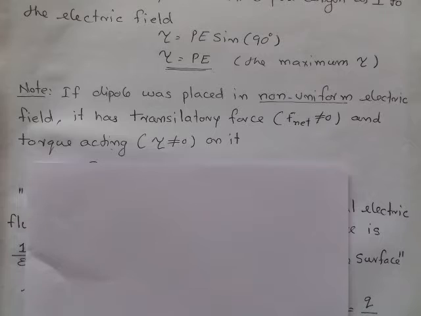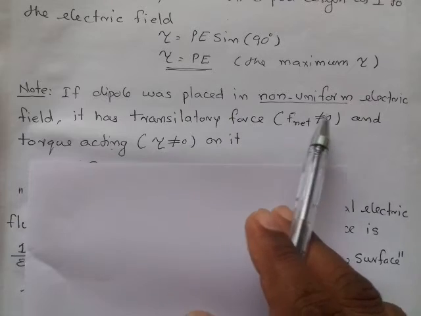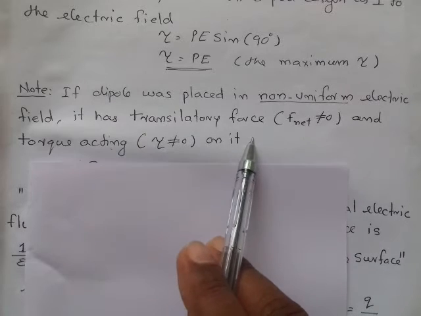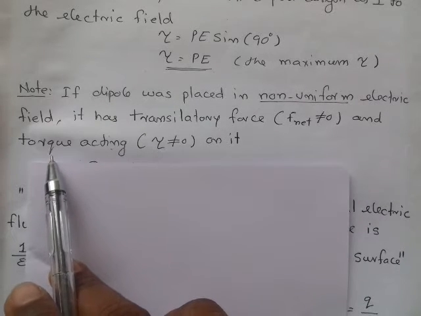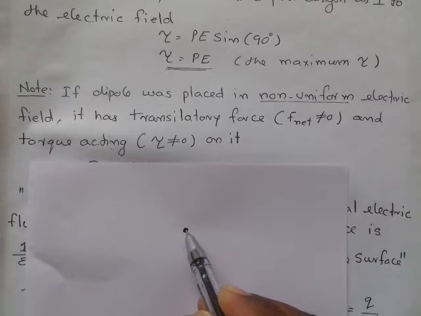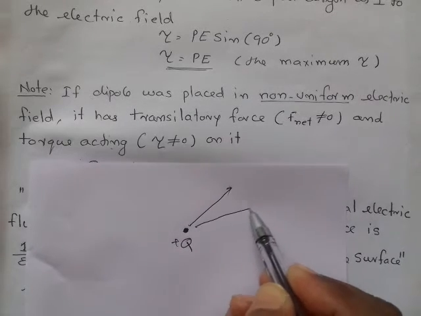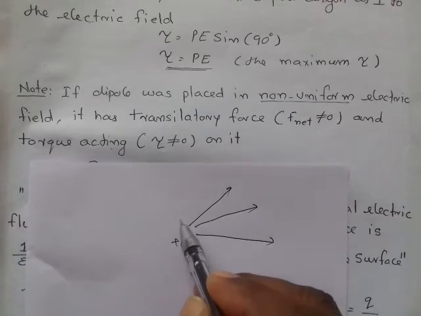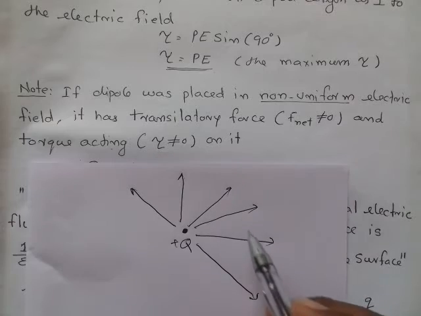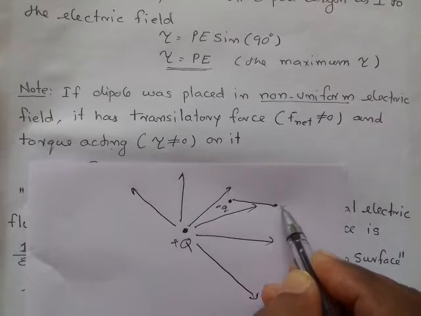If the dipole was placed in a non-uniform electric field, it has both the translatory force as well as a rotational force or torque. Suppose there is a positive charge there and it is producing a non-uniform electric field like this in the surroundings. The field lines are not parallel. And suppose a dipole is placed like this.